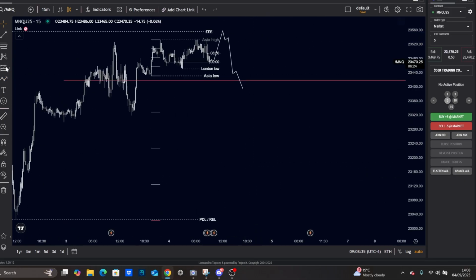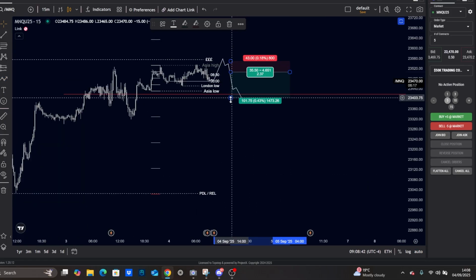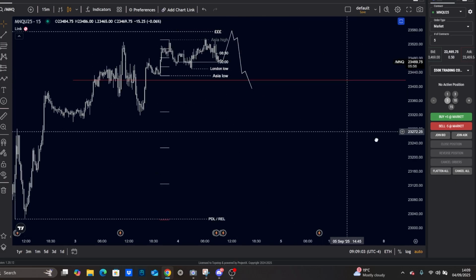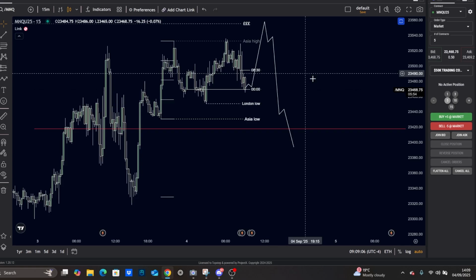I'd only be looking really to take this portion of the move down to the Asia lows. That's a nice 50 points. So I'm looking to catch at least 30 points today and leave one runner.